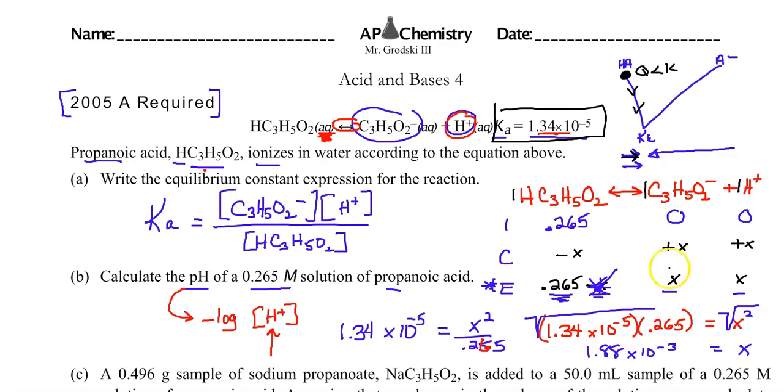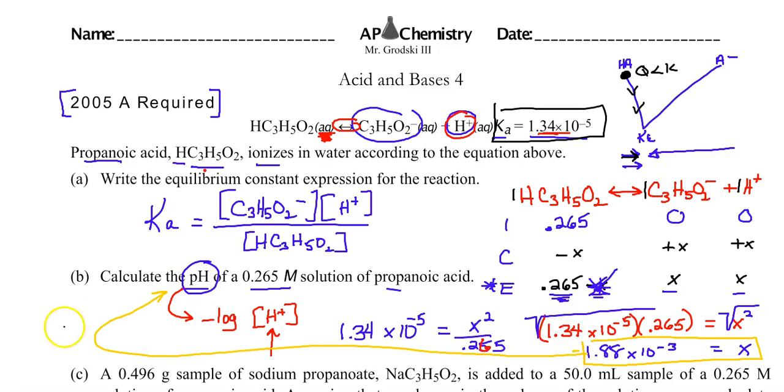Okay, and what did we find? We found the concentration of either the conjugate base or the proton. But since they're after the pH, we need the H plus ion concentration at equilibrium. So we found this. And now we found the concentration of the H plus. So in order to get our pH, a little p means negative log. We've got to negative log it. So do the negative log of 1.88 times 10 to the negative 3.